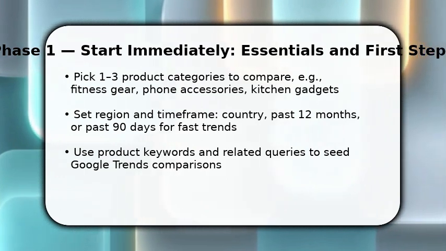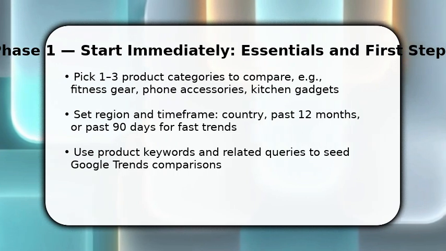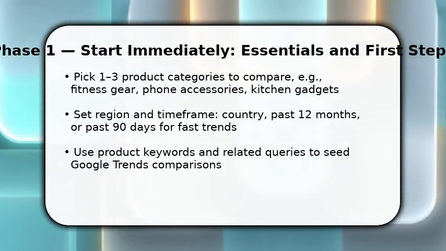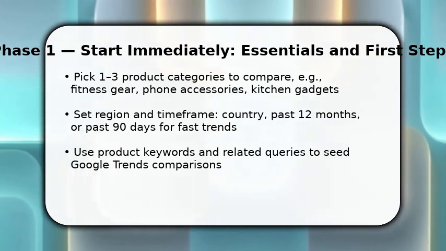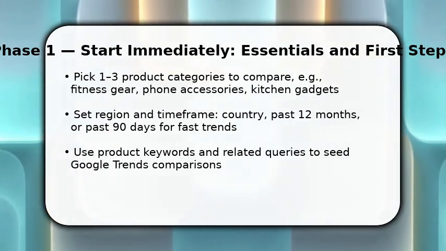Make sure to add comparisons of 2-3 similar keywords so you can spot diverging momentum. Pay attention to seasonality spikes versus steady climbs as you proceed to the next step.